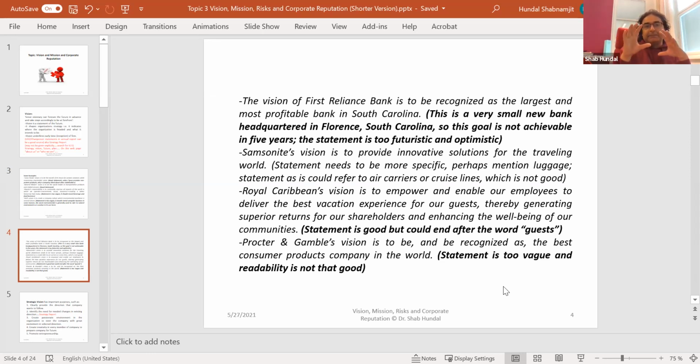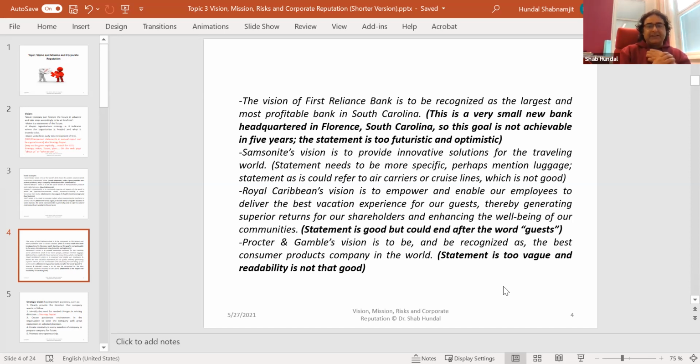They don't necessarily use the word vision, but you need to read between the lines to get the idea of vision. This bank says the largest and the most profitable bank in South Carolina. Well, at least they're very straightforward. This is a very small bank, not a very big bank, so they're saying that we want to become the largest and the most profitable bank in South Carolina. You can say, why only Carolina? Why not the US?